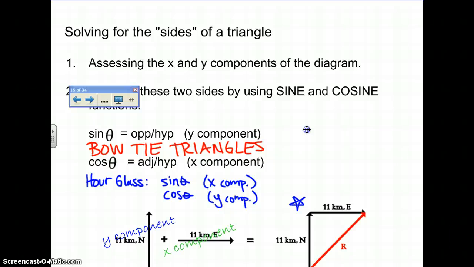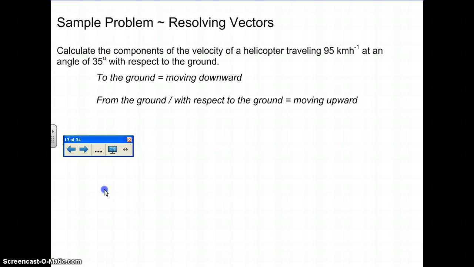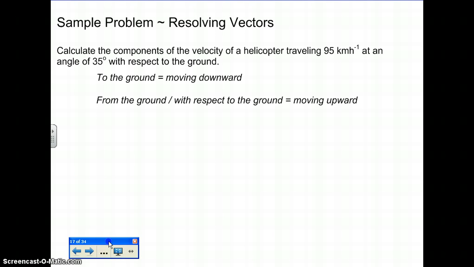Okay, next. So this is going to be resolving vectors. So looking at this, it says the resultant side, and this is a velocity resultant, is 95 kilometers per hour, and theta is 35 degrees with respect to the ground. So if you have respect with the ground, then you are moving from the ground up when you're drawing your triangle. If you have respect to the ground, then just, to the ground like this, not with respect to the ground. And then that means that you're like flying and you're about to land.